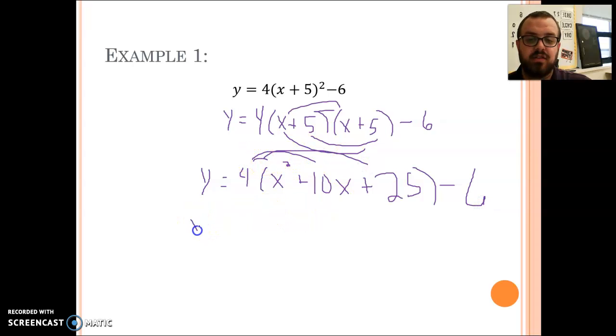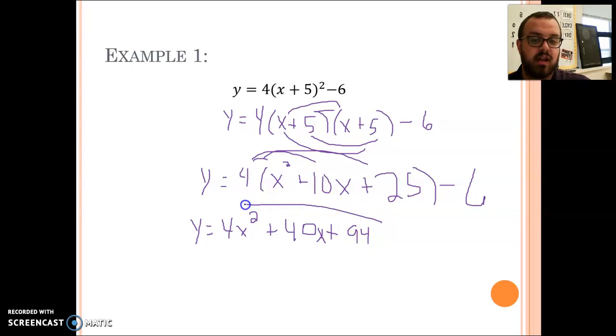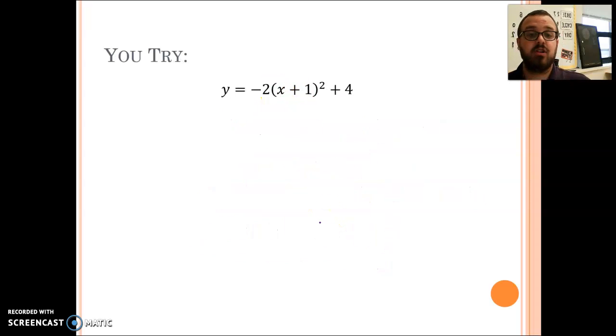So your final answer is going to be 4x squared plus 40x. And then 4 times 25 is 100, minus 6 will be plus, oh, there should be an x there, plus 94. Okay, and there's your answer. We just turned this from vertex form into standard form. Why don't you guys go ahead and try this one, FOIL this out, simplify it, and see if you can write this in standard form.